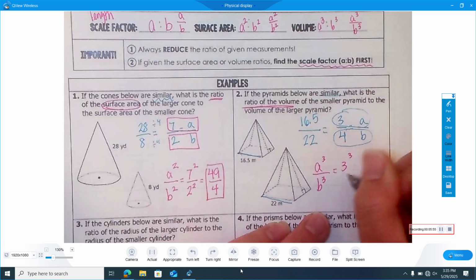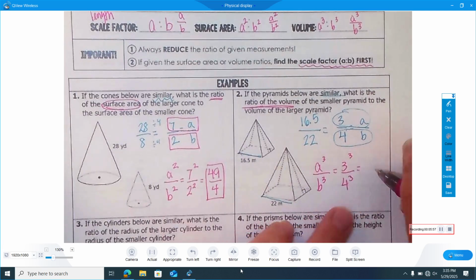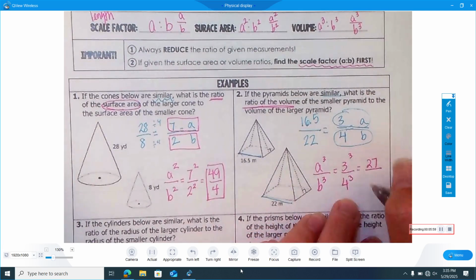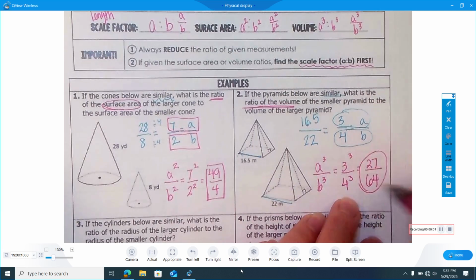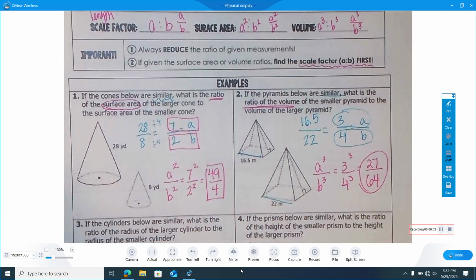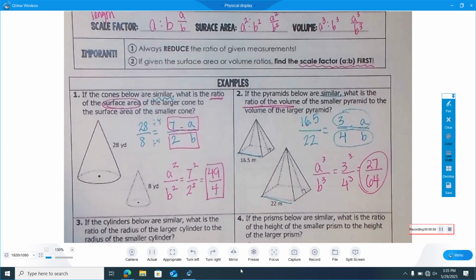So 3 to the third over 4 to the third. 3 cubed is 27 and 4 cubed is 64. So that is the ratio of the volumes of the two figures. All right.